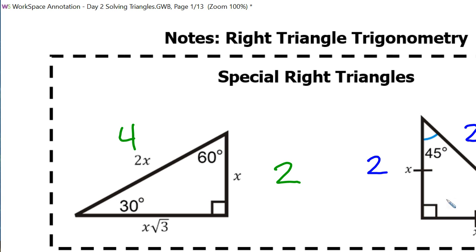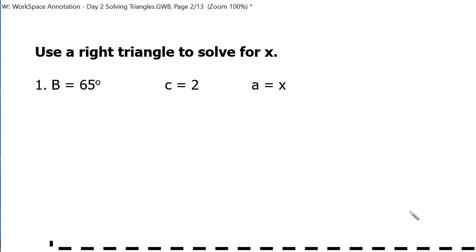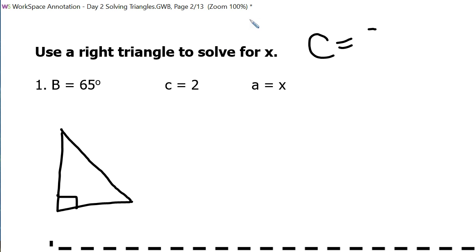Now, solving some triangles. Problem number 1, it says use a right triangle to solve for x. So if you have to use a right triangle, draw yourself one. So drawing my right triangle, they're using A, B, and C. And we're going to note that C is going to be the 90-degree angle. So this is triangle A, B, and C is the 90-degree angle.